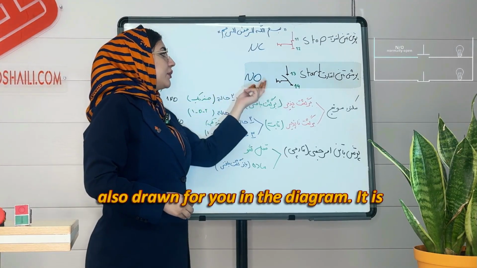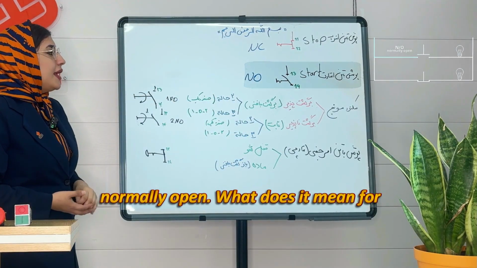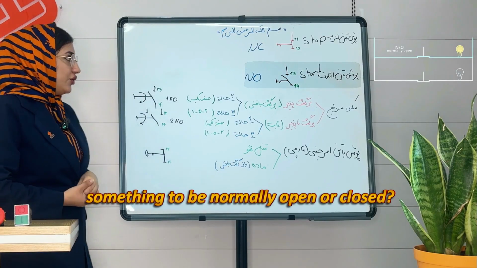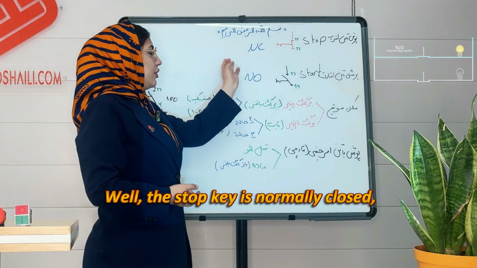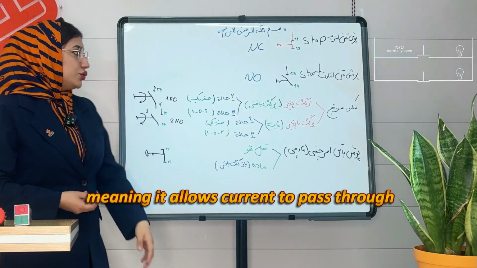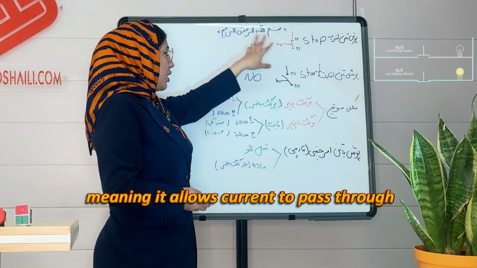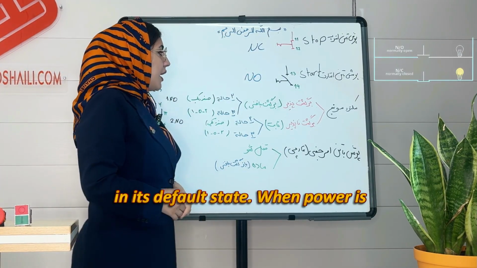It is normally open. What does it mean for something to be normally open or closed? Well, the stop key is normally closed, meaning it allows current to pass through in its default state. When power is applied, its contact closes.